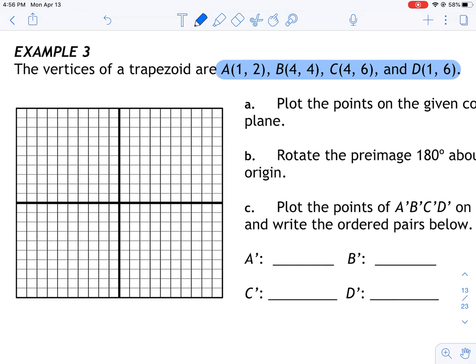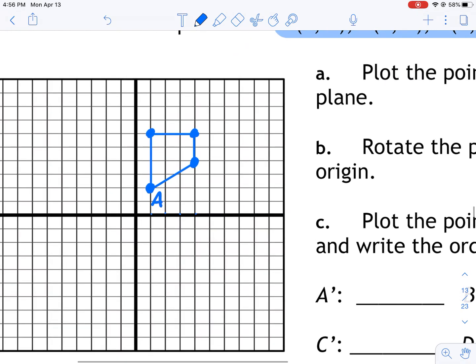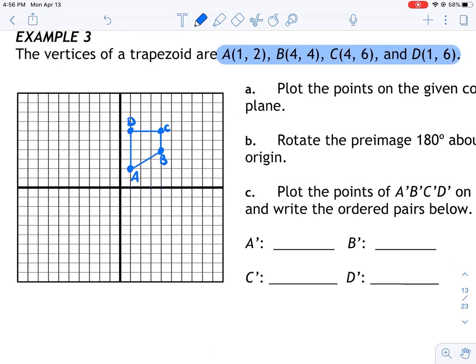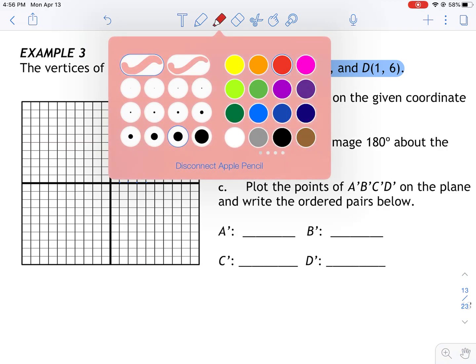Okay, so I have the point 1, 2 for A, right there. 4, 4 is right there for B. And then C is 4, 6, that's 2 above 4, 4. And D is 1, 6, that's above A. So there's my pre-image. A is there, B, C, and D.